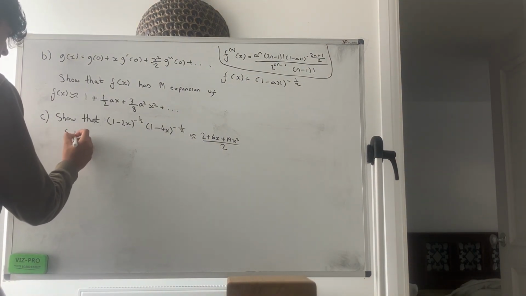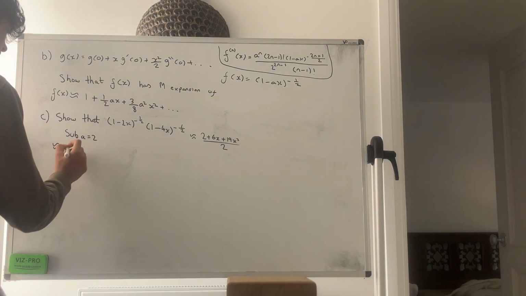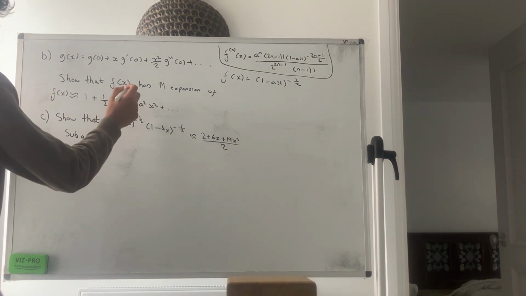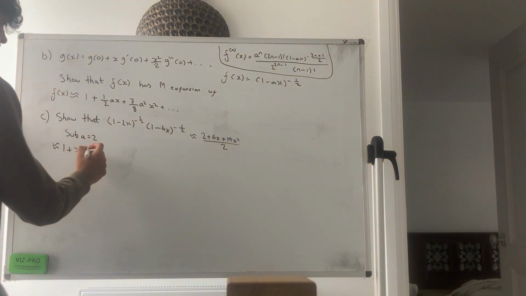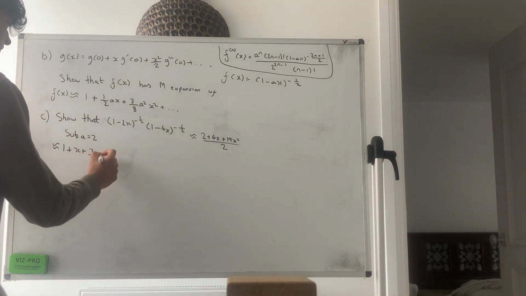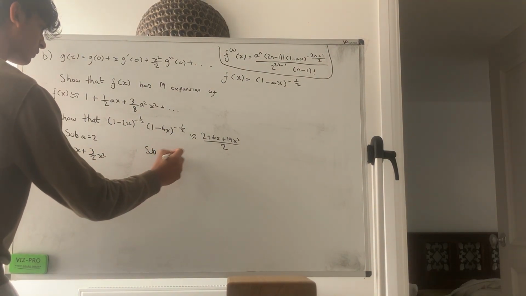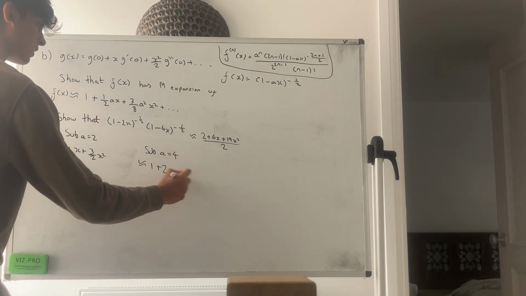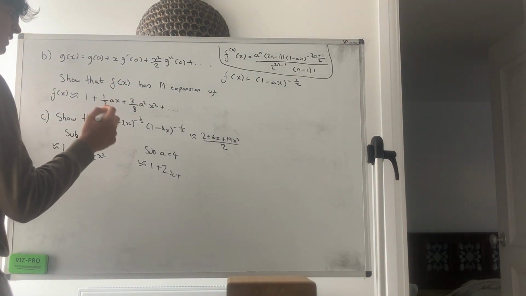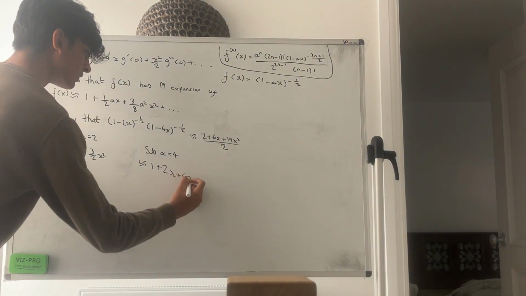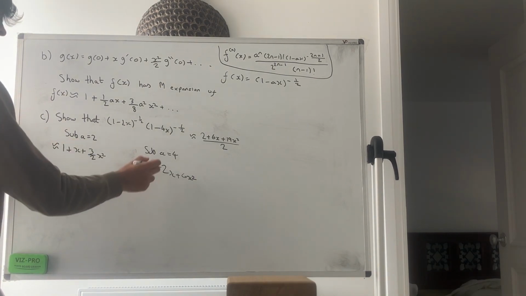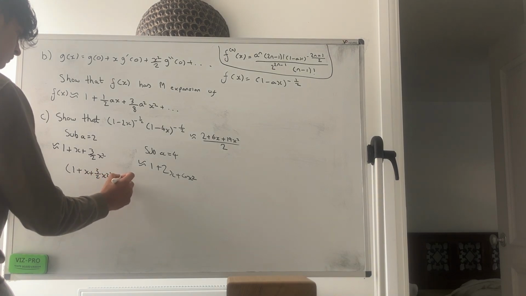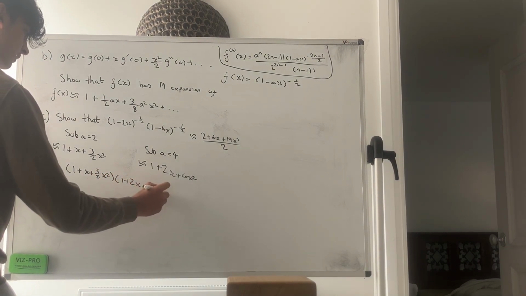So I'll do that. Sub a equals 2, that's approximately 1 plus x plus 3 over 8 times 4, 12 over 8, which is 3 over 2 x squared. Sub a equals 4, that's approximately 1 plus 2x plus 3 over 8 times 16, which is 48 over 8, which is 6x squared. So now I have to show that this times this is approximately equal to this. So I'll say that (1 plus x plus 3 over 2 x squared) times (1 plus 2x plus 6x squared).